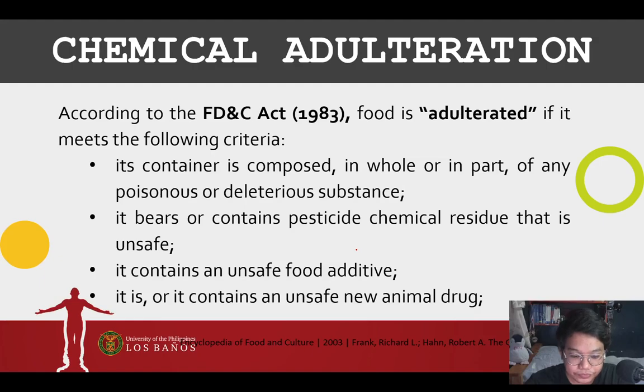And it is or it contains an unsafe new animal drug. So, paano yung new animal drug? Ibig sabihin, if we have injected something in our animals na kinokonsume ng tao, so possibly, it can be adulterated as well. Kasi, yung treatment dun, for example, sa chicken, may in-inject ka dun para mas mabilis mag-grow or mas malaki yung meat and so on. So, basically, yung chicken mo ay adulterated.